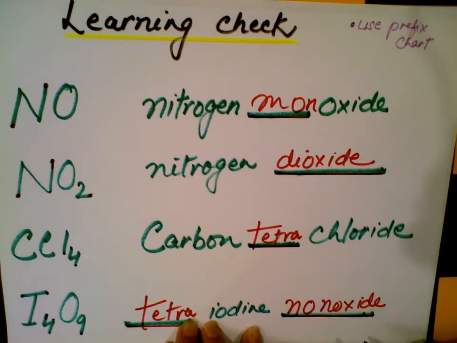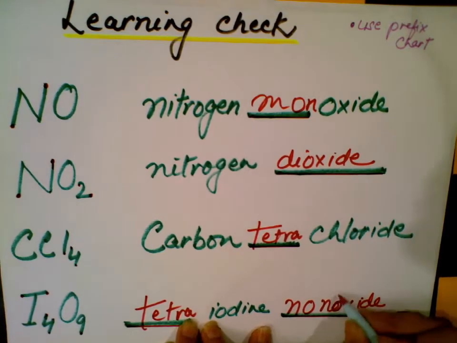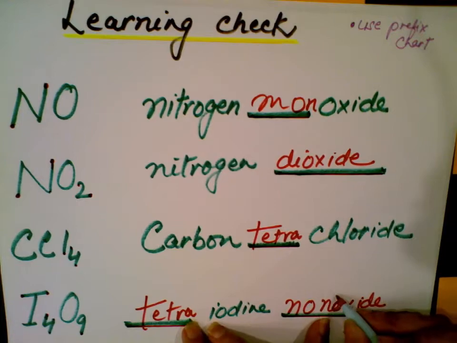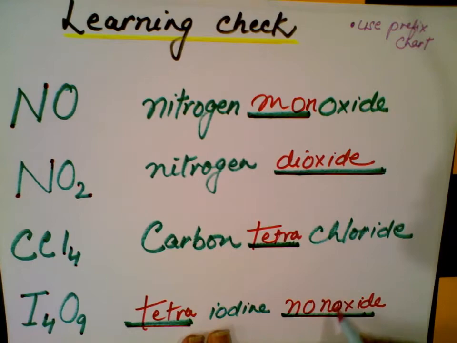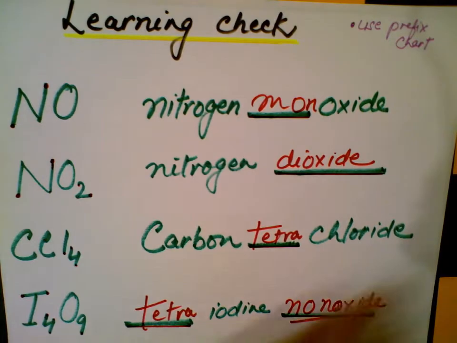non-oxide. Okay, you do not write N-O-N-A here, no A here, because whenever you have A and O, you drop the letter A. So this one is non-oxide.